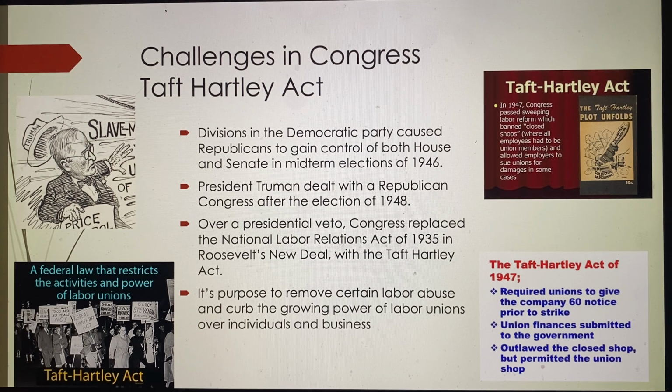And of course, the labor unions and the left socialists do not like to have any business control at all, so basically they really supported labor unions. So its purpose was to remove certain labor abuse and curb the growing power of labor unions over individuals and businesses. So just remember, Taft-Hartley Act. This would come in. Of course, Truman at this time did not put this out, but it did pass. So here we have Truman here, saying, oh, what, let's Taft-Hartley.